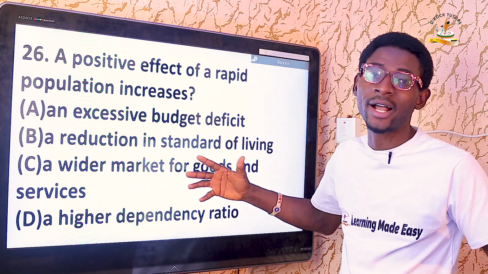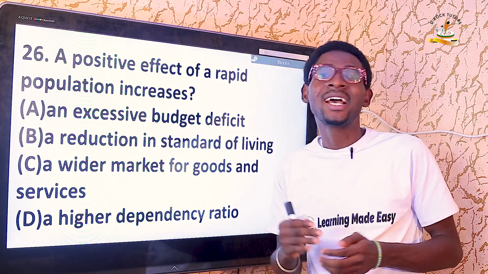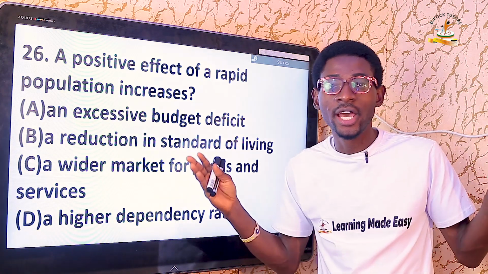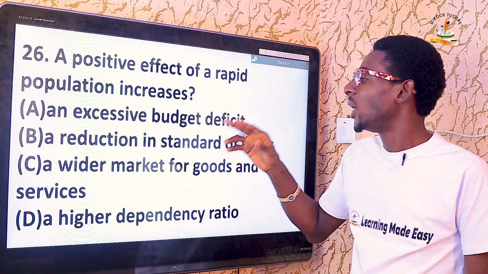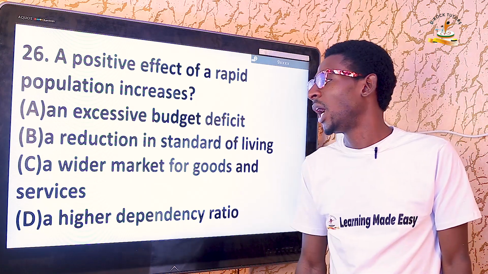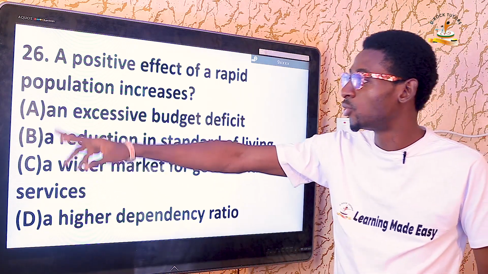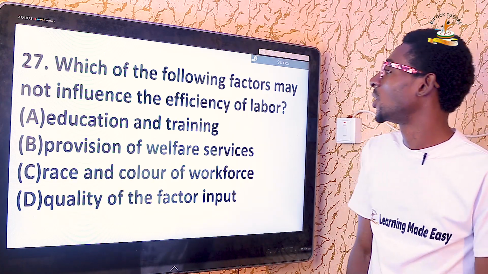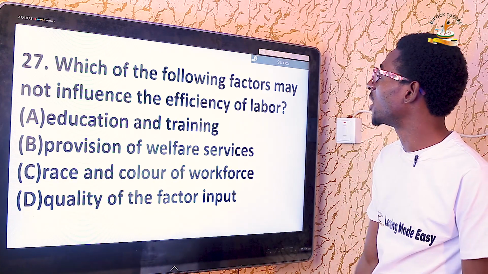There will be a wider market. So it will cause an increase in the market size in such a nation. So the answer will be a wider market for goods and services. Option C. 26, option C. 27. Which of the following factors may not influence the efficiency of labor?